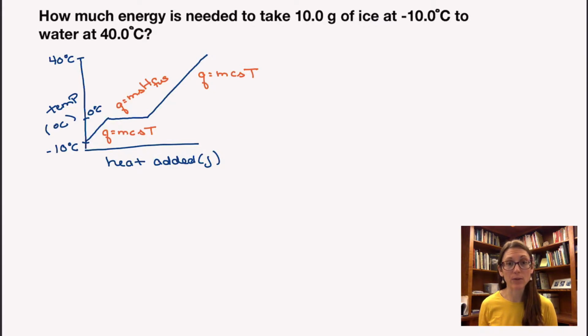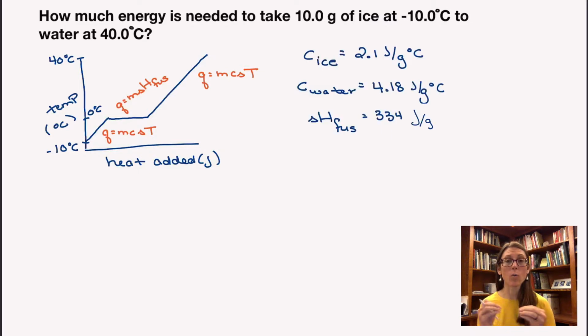So we need some numbers for this. So for water, and all things about water, specific heat for ice, as that form of water, is 2.1 joules per gram degrees Celsius. For liquid water, it's 4.18 joules per gram degrees Celsius, and the heat of fusion for water is 334 joules per gram. You will be given these values. You're not expected to have them memorized.